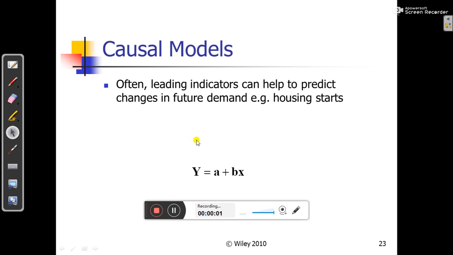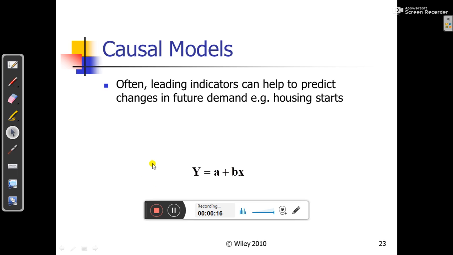Hello student, in this video I am going to continue from the last video. We are discussing forecasting methods. Now there is also one very important topic associated with forecasting, that is causal models.